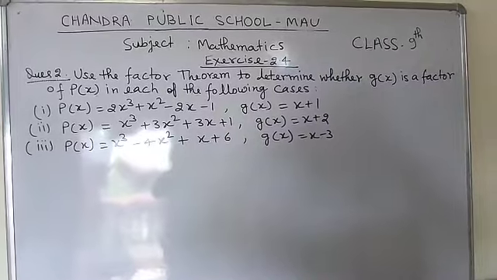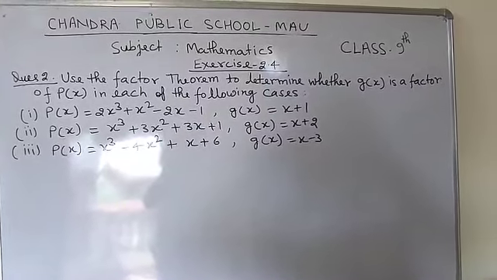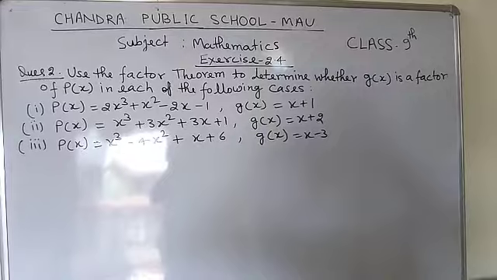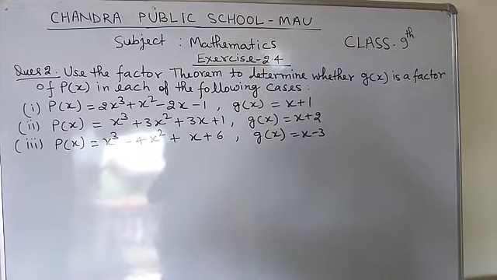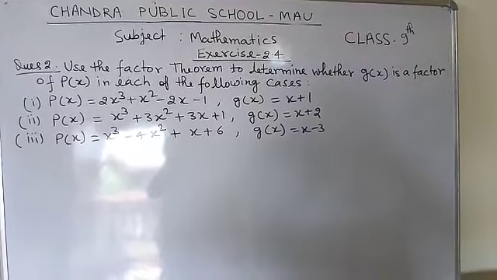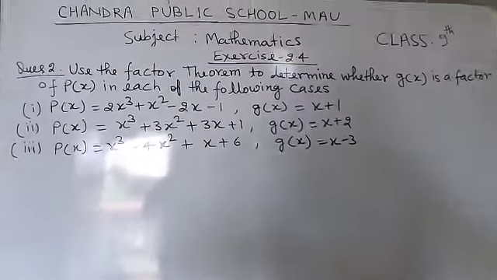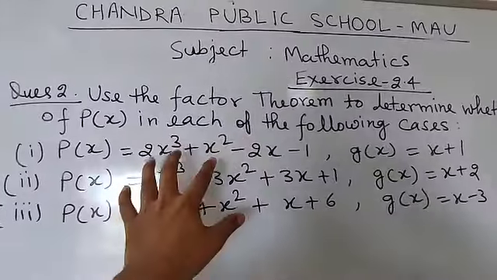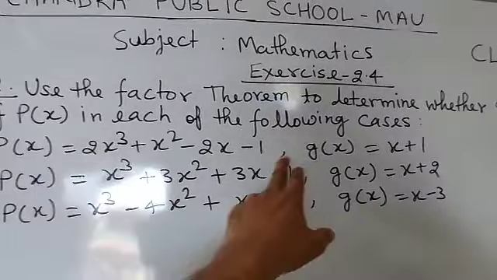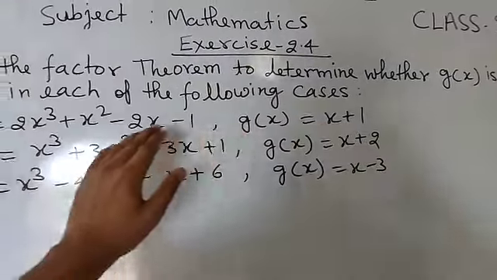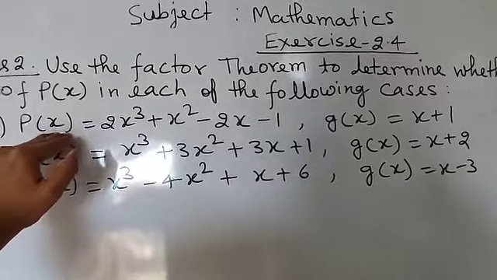So now here is question number two. Use the factor theorem to determine whether g(x) is a factor of p(x) in each of the following cases. Three parts are given, and you need to check each and every part. Two polynomials are given, the first polynomial p(x) and the second polynomial g(x). You need to check whether g(x) is a factor of p(x) or not.